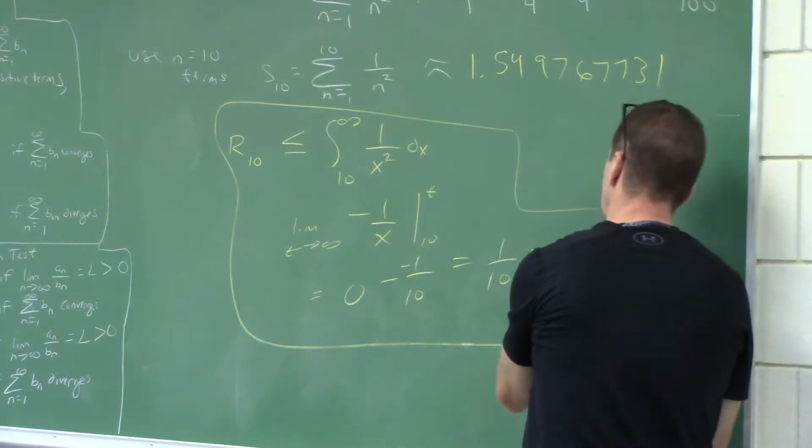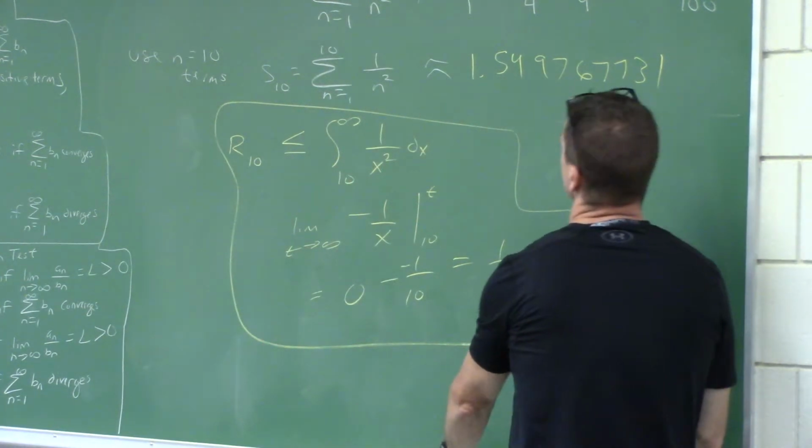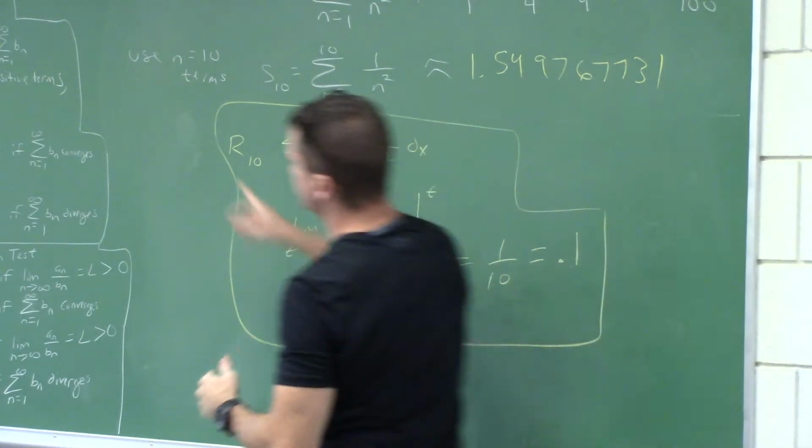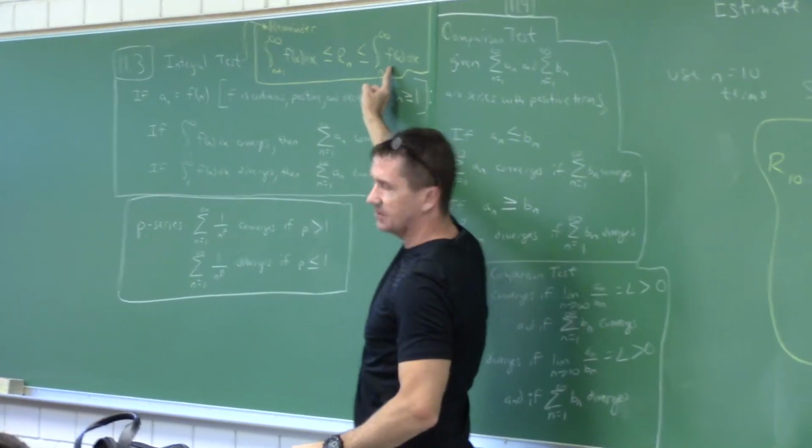We know it's got to be within what? 0.1, or 1/10, of the actual sum. But this is like an upper bound. So there's the upper bound.